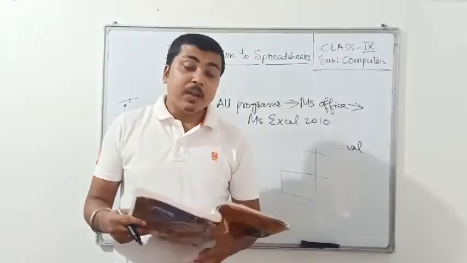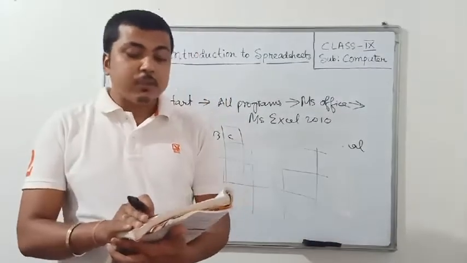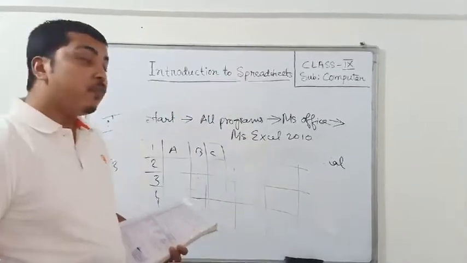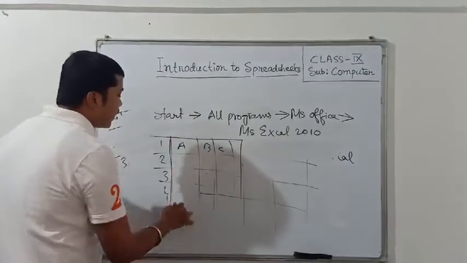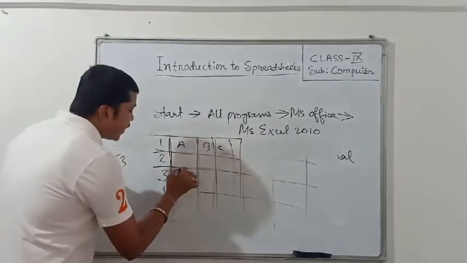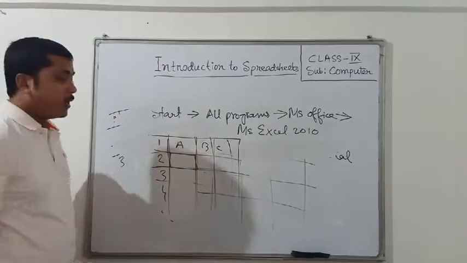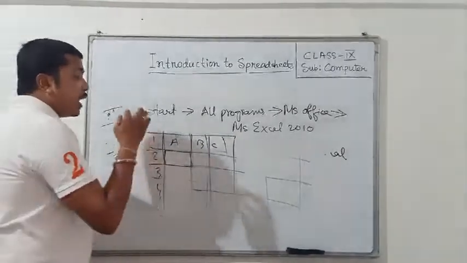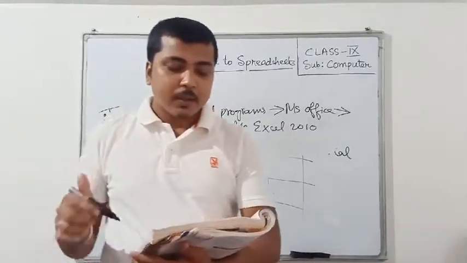Next, cell. What is a cell? The cell is the smallest unit of a worksheet. Cell is the smallest unit of a worksheet. Now, here is our worksheet. Which is the cell here? What is called the cell? This particular box, one individual box, is called a cell. That means every individual box is a cell.